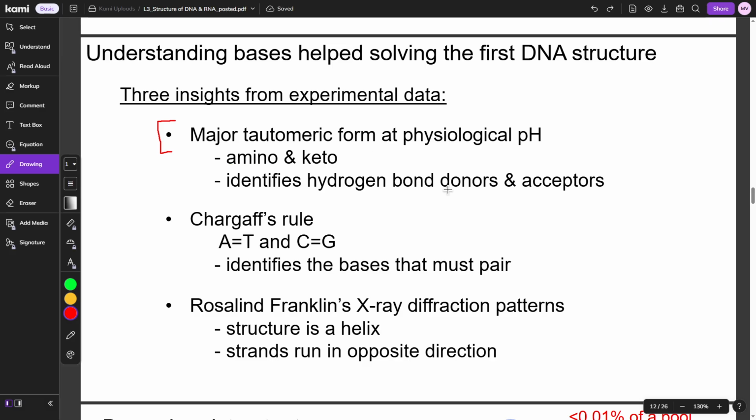And you also have to be able to identify hydrogen bond donors and acceptors on the not amino acids, the nucleotides. There's also Chargaff's rule. Chargaff's rule basically says that the number of A's should be equal to the number of T's, and the number of C's should be equal to the number of G's when you're looking at most species. Which makes sense, right? Every C should be paired with a G, and every A should be paired with a T. So that makes perfect sense.